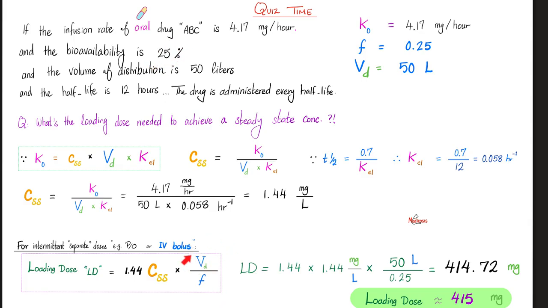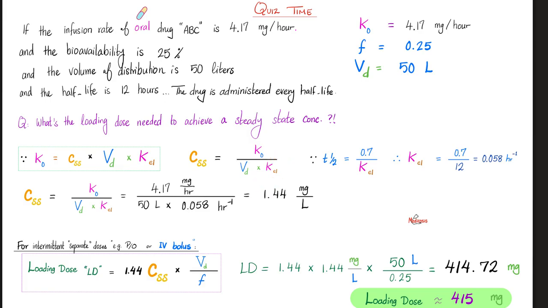Do I have the volume of distribution? Yes, we do. It is 50. Do I have the bioavailability? Yes, you do. It is 0.25. Do I have the concentration at the steady state? No, we have to calculate this. If I get this, it's over. Remember this, which I've mathematically proven to you? Therefore, steady state concentration is the rate of infusion over volume of distribution times K elimination.